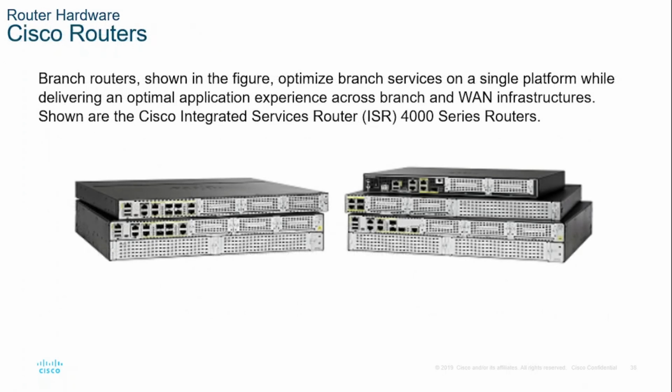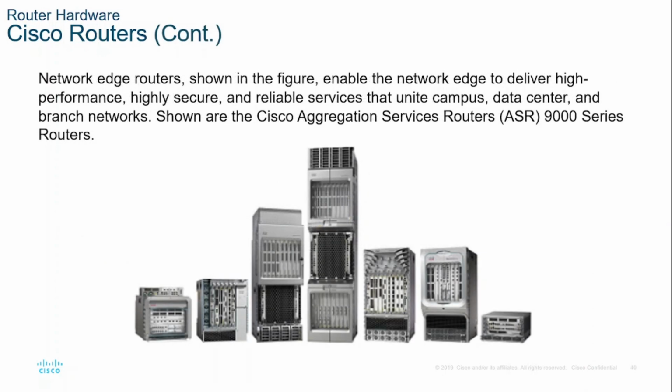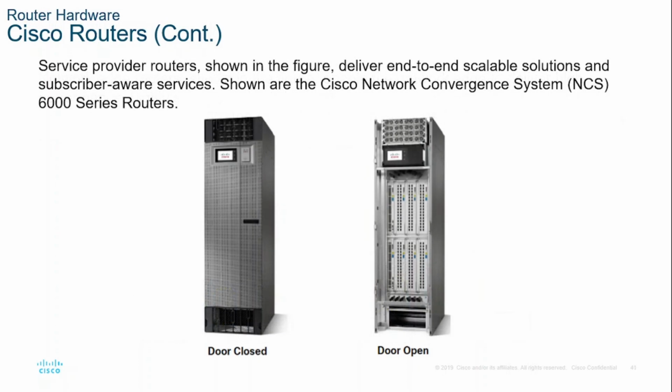So these are the different types of Cisco routers. Network edge routers, as shown in the figure, enable the network edge to deliver high performance, highly secure, and reliable services that unite campus, data center, and branch networks. Service provider routers shown in the figure deliver end-to-end scalable solutions and subscriber-aware services. Shown are the Cisco Network Convergence System, or NCS 6000 series routers.